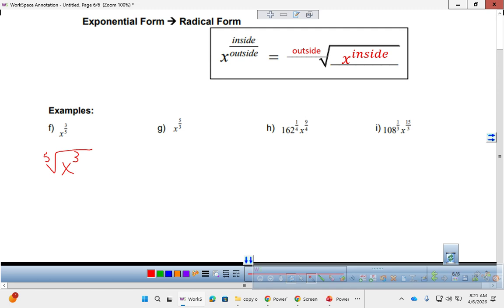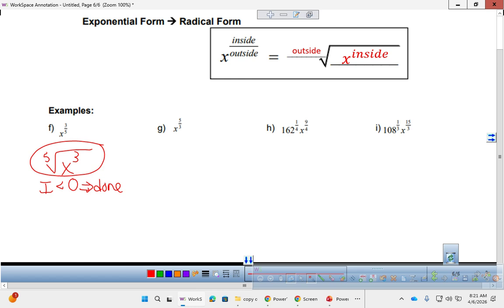Now at this point, if you wanted to break this down, you would think of multiples of 5, the outside number. 5, 10, 15, 20, 25, 30. In this case, none of those numbers are bigger than or smaller than 3. When your inside number is smaller than your outside number, you're done. There's nothing more that I can do with this one. I can't simplify it any more than it already is. So my exponential form is x to the 3/5. My radical form is the 5th root of x to the 3rd.